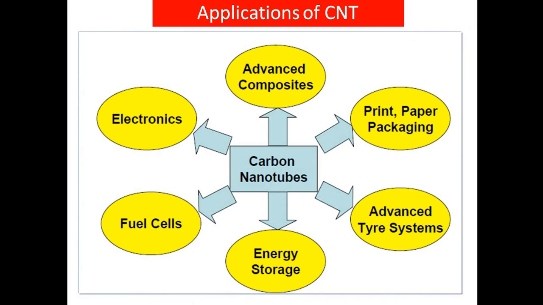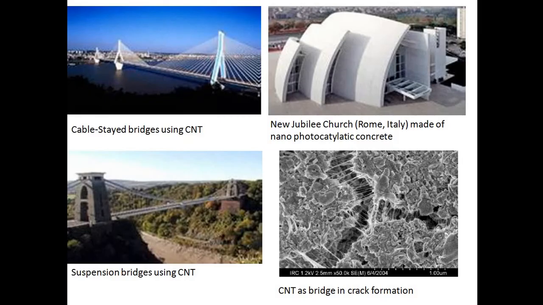Now what are the applications of this CNT, carbon nanotube? My dear friends, there are a large number of applications of carbon nanotube. Carbon nanotube can be used in the electronic industry, in the advanced composite mechanical industry, in the print, paper and packaging industry, in advanced tire systems, in energy storage, in fuel cells, and in energy generation, that is, solar cells. So there are a large number of applications.